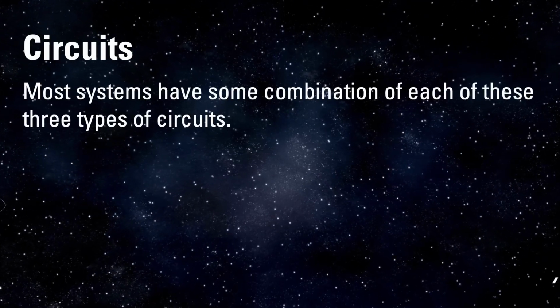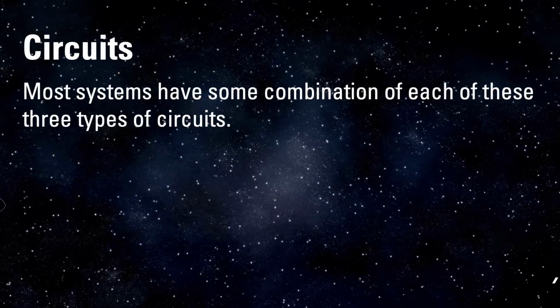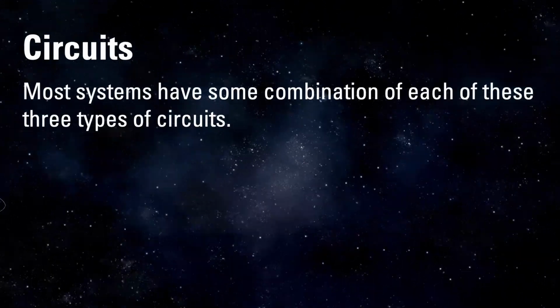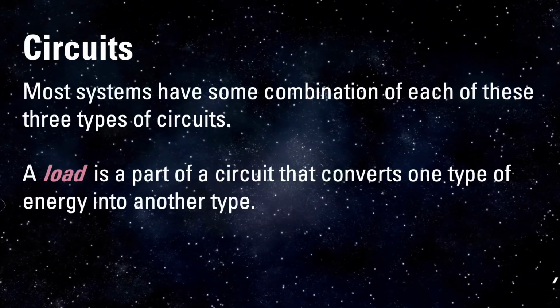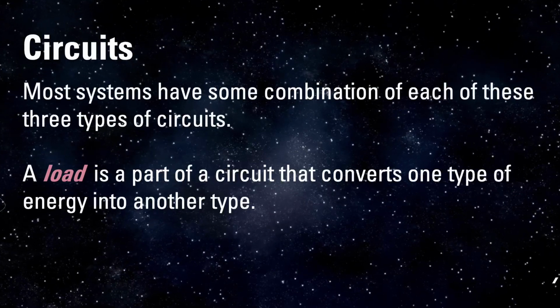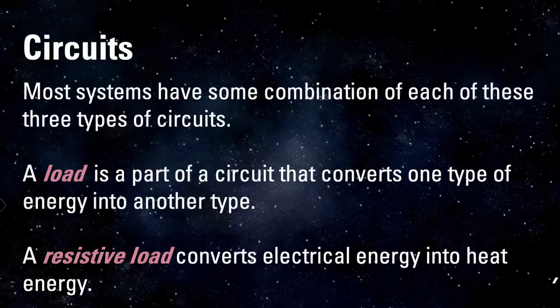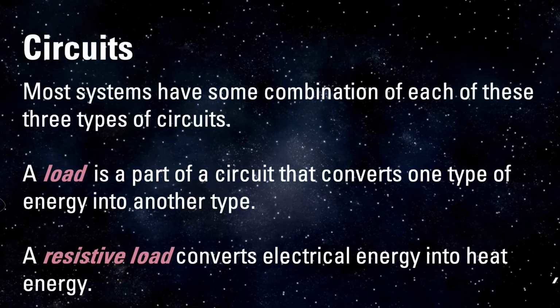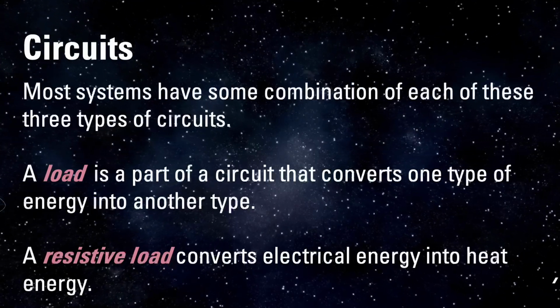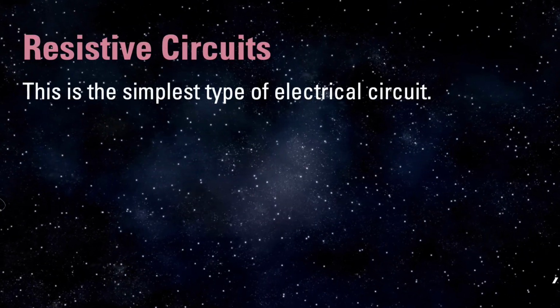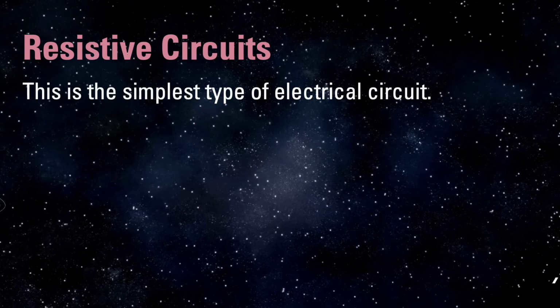Most systems have some combination of each of these three types of circuits. A load is a part of a circuit that converts one type of energy into another type of energy. A resistive load converts electrical energy into heat energy. Resistive circuits are the simplest type of electrical circuit.